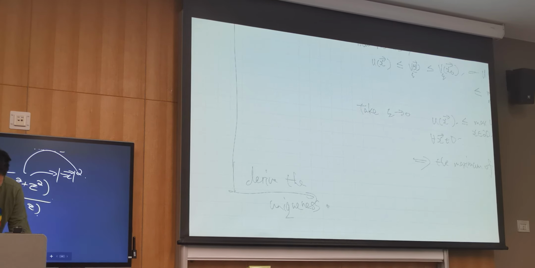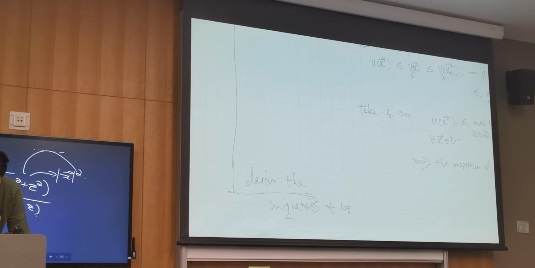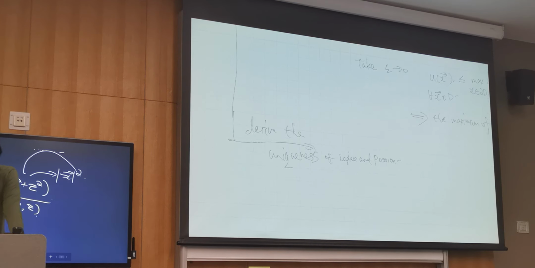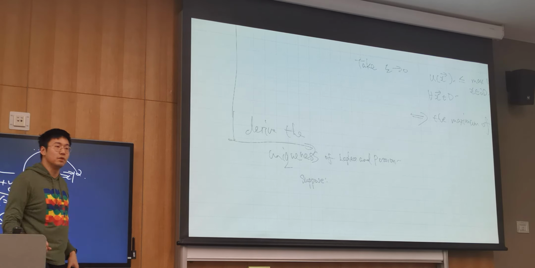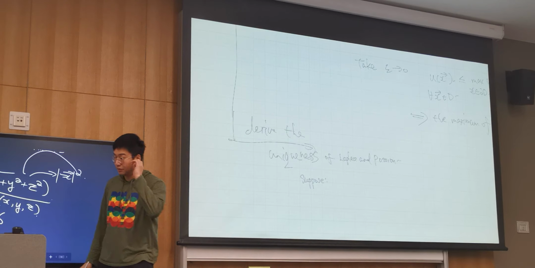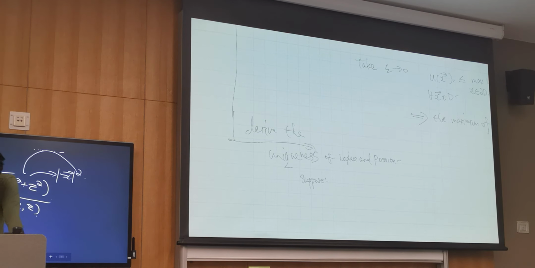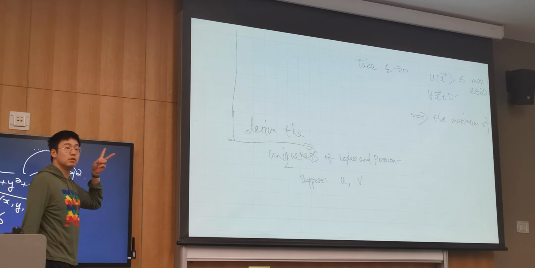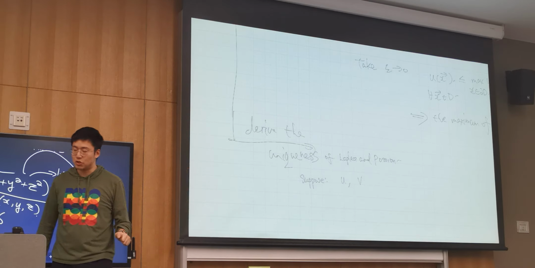The uniqueness of the Laplace equation and Poisson equation. So now let's say, suppose that it's not unique. Then that means that I'm having u and v, two different solutions for the same Poisson equation or for the same Laplace equation, right?